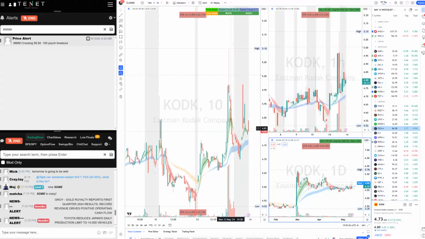Because if it's not holding that 5 level, there's no volume coming in. Then there's no use staying in that, because it's better to trade AMC and GME and other leaders in the memes rather than trading this one. So, small loser KODK. We moved on.